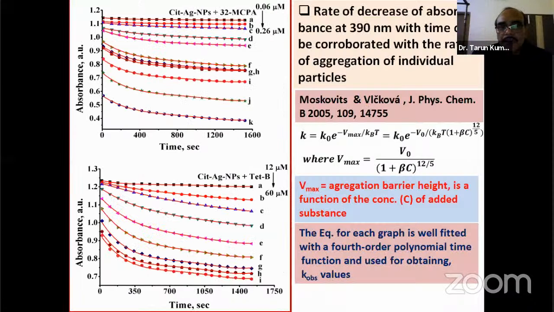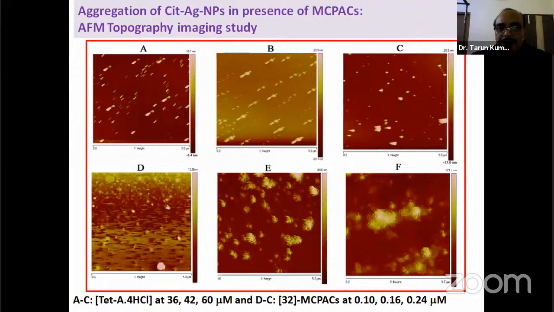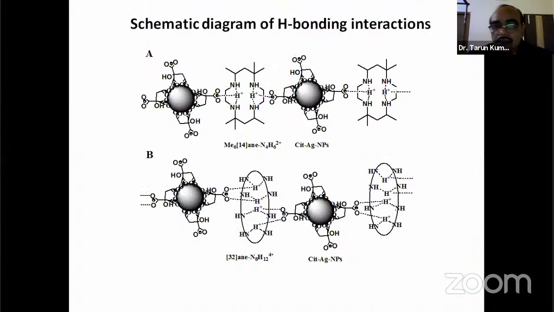So if we plot absorbance with time, we can get different types of kinetics of how it changes. From these changes, we can get the observed rate constant, K observed. Moskovitz and Blikova, in a 2015 physical chemistry journal, related how this rate constant relates to the concentration of the substance you are adding. So we used this technique to study the kinetic effect. From the same image, with the addition of the substance, you can also see how the aggregation takes place. So this is one mechanistic way.